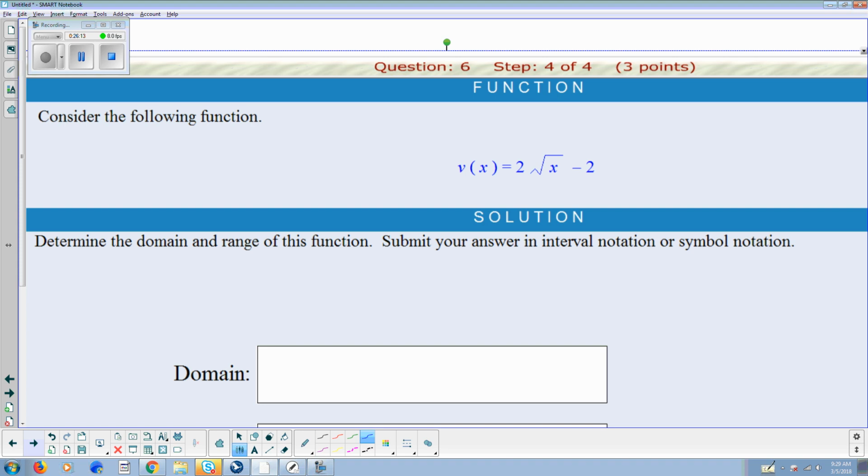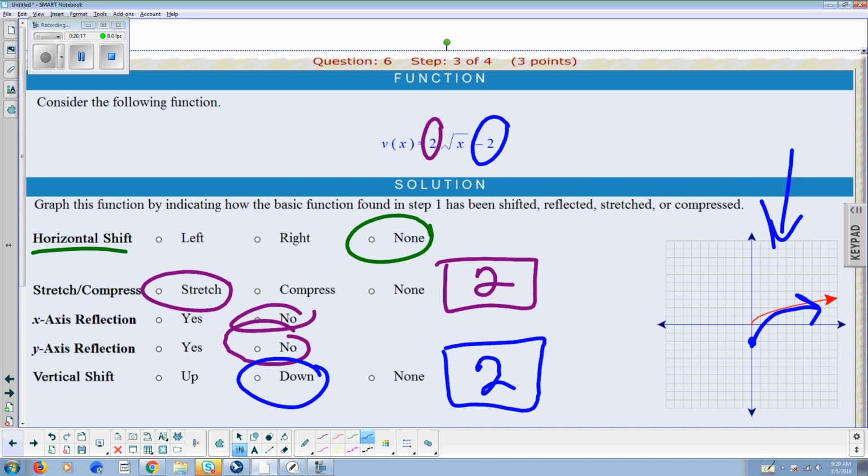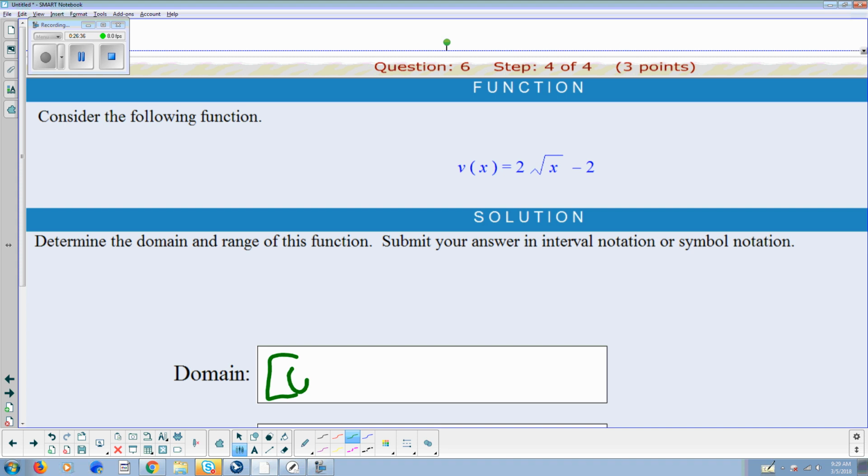It'll let me click to see the previous graph. For now, I'll just flip back to it. If I were to flatten this thing to the x-axis, what portion of the x-axis is going to be covered here? Well, starting at the origin, everything to the right. So from 0 to infinity will be the domain. So including 0 and going to infinity.